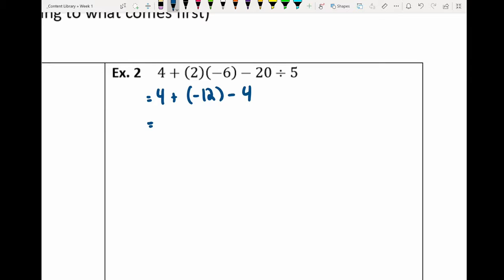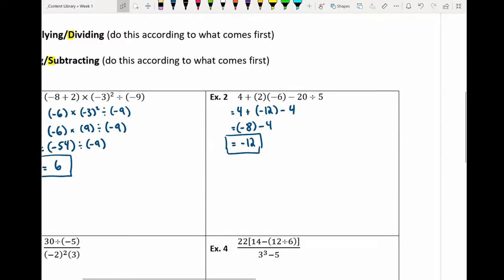Next, I'm going to do some addition or subtraction, based off of BEDMAS. And the first one we see is addition. So I'm going to do 4 plus negative 12, so negative 8, and then minus 4. And now there's only one operation left, which is subtraction. So in the end, I get negative 12.